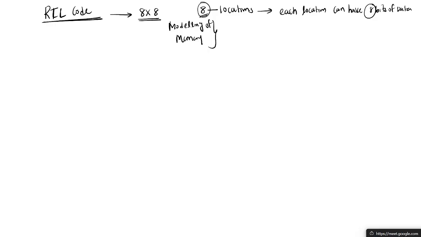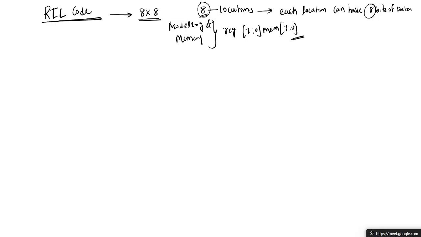So we need to declare a variable with reg. Reg, next 7 down to 0. This is a vector, 7 down to 0. Mem of RAM, 7 down to 0.